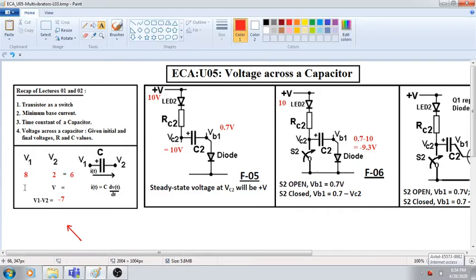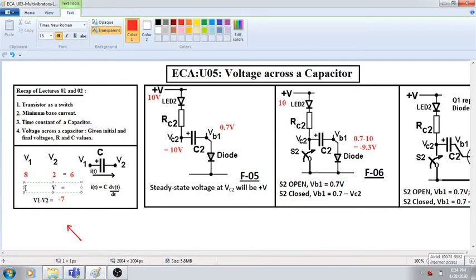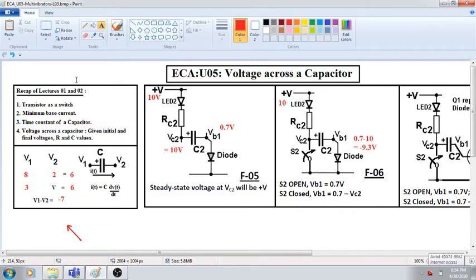Now 8 has suddenly fallen to 3. 8 has suddenly fallen to 3. So what should be the new value of V? V has to be such that 3 minus V has to always be equal to 6. What does 3 minus V equal to 6 mean? V has to be equal to 6 minus 3, which is equal to 3. The answer is 3 in this case.